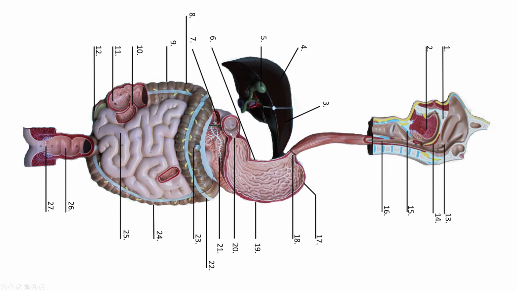Number 20, there's another valve right here. What is that valve called? Pyloric sphincter, good. 21, this is an endocrine and digestive organ. Pancreas, good. 22, we have this area where it curves from our transverse colon, which is 23, down to our descending colon. So what is that area called? Splenic flexure.